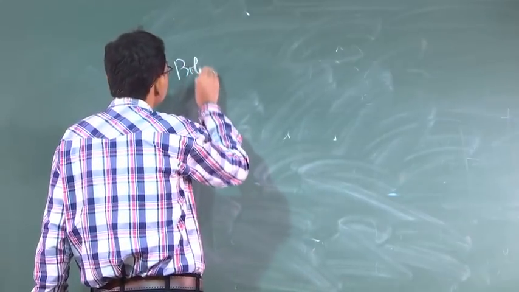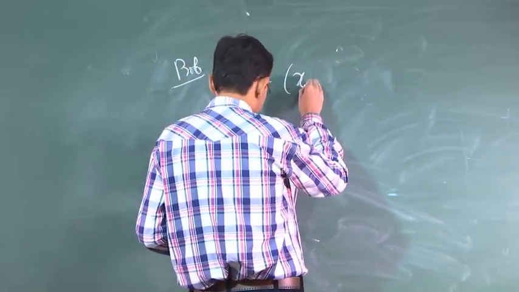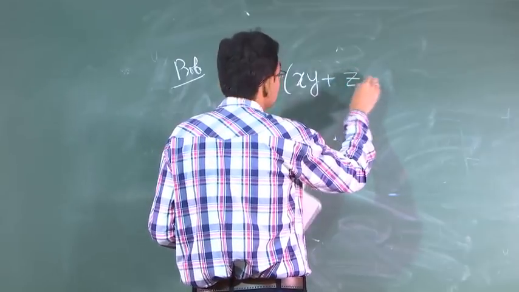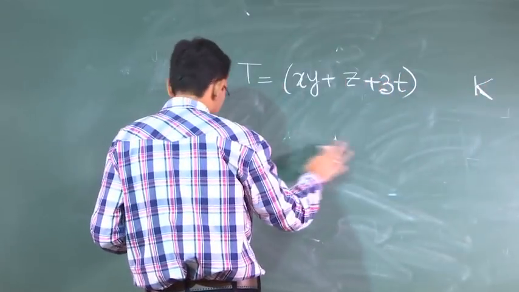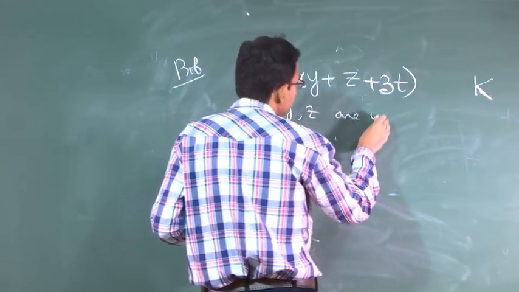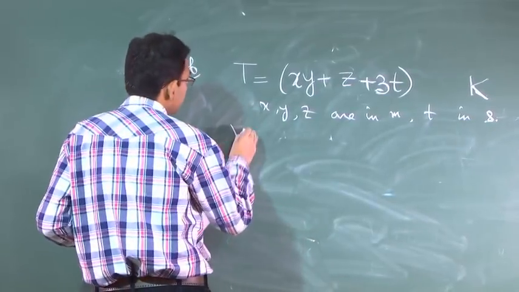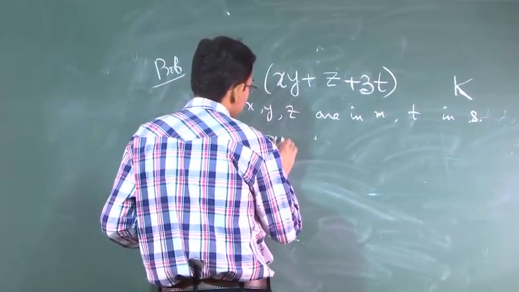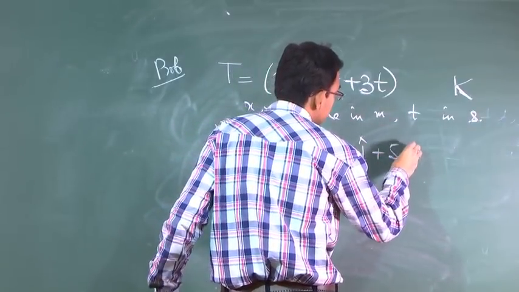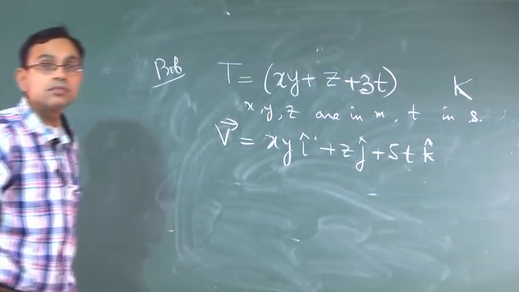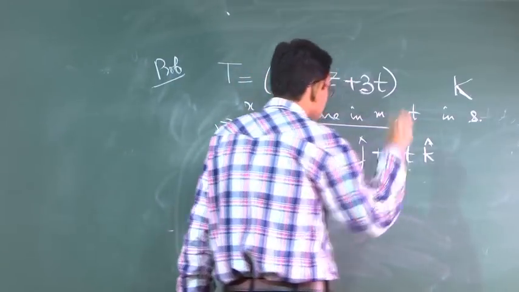So, the problem: you have temperature, in an arbitrary description, in a flow field, this much in Kelvin, where x, y, z are in meter and t is in second, and the velocity field is given by this, where again x, y, z are in meter.